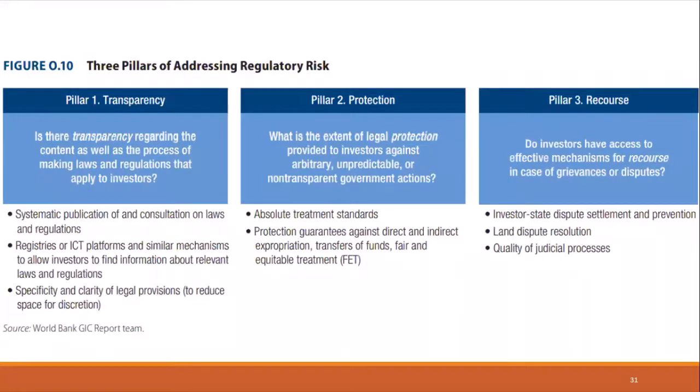First one is transparency, protection, and resource. So we always talk about transparency. Transparency is very important when we want to attract the investors to our country. The regulations should be transparent. And we should also have some frameworks to explain the rules for them, explain the regulations of investment in our country. We also may have some regulations for protection of the investments, to protect their rights for investing in our country.